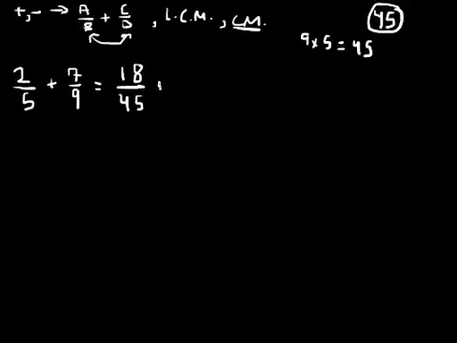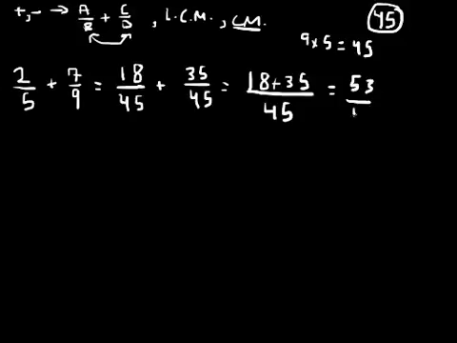Now the 9. You know that you did 9 times 5 to get 45. Now you do 7 times 5. 7 times 5 is 35. And then you can represent it like this. Now that they're common, you can start adding. And then you get 18 plus 35, that's 53 over 45. And now if you want to, you can change it to mixed fractions or decimal or percentage, whatever you want to do. This is the answer that you get.